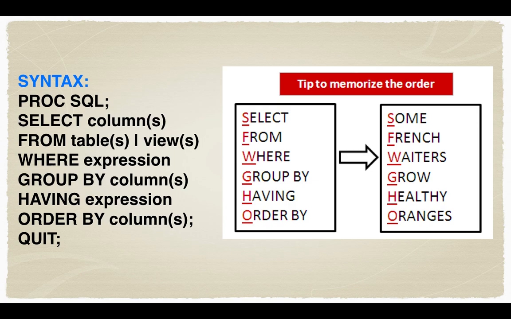To memorize this we have a mnemonic sentence: some French waiters grow healthy oranges. S for some, F for from for French. Like this we can memorize this order. So let's move into the programming, where I will explain how to use all these statements.